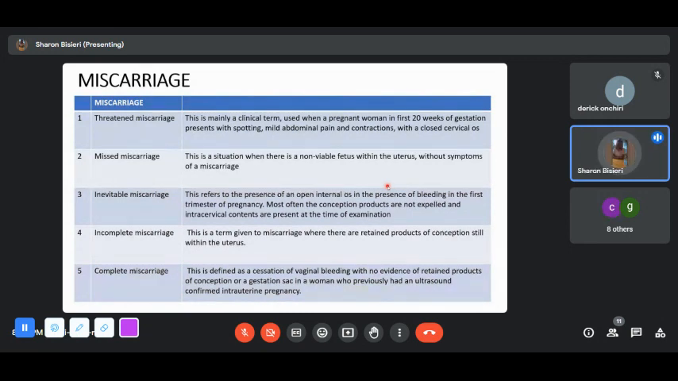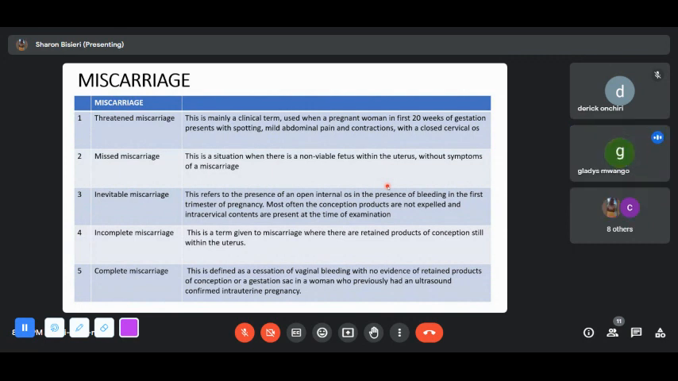You've said the OS was open. It came with a history of PV bleeding, fetus viable, and all the parameters within the normal range. So is it a threatened miscarriage or do we consider it an inevitable miscarriage? I'd consider that an inevitable miscarriage because the cervical os is open. Because for a threatened miscarriage, you said the cervical os is closed.